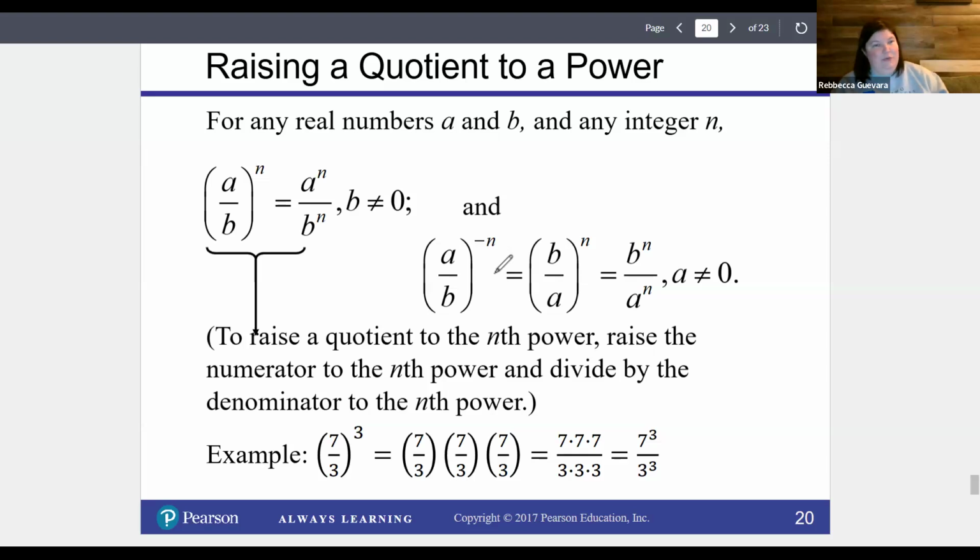there's a part of this that will make it easier for us. If we just flip a and b, then we can make this a positive n. So that's just a thing that we can do. But let me focus on this rule first.